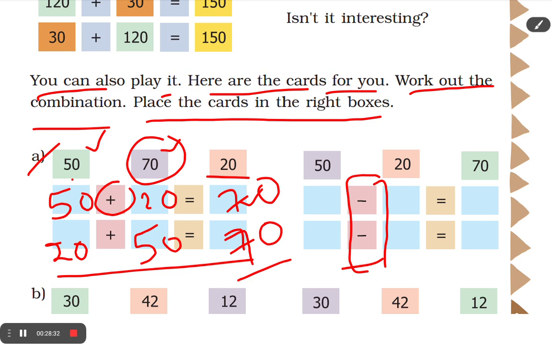So using the same cards, 50, 20 and 70, in this combination, which sign am I using? Yes, minus. Minus is for subtraction. So while doing subtraction, which card will you write? While doing addition, I wrote the biggest number on the rightmost side. While doing subtraction, what do you do? Yes, you just do the opposite of it. While doing subtraction, always keep the biggest number card on the leftmost place.